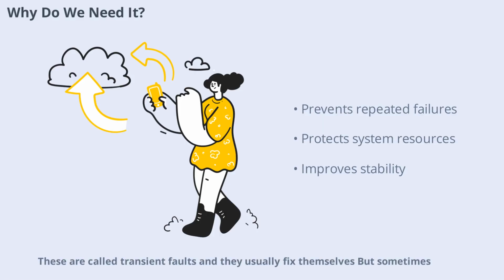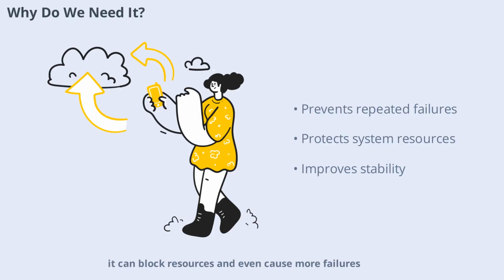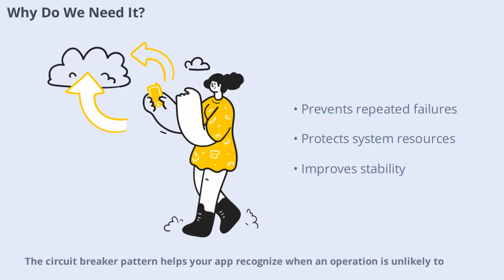But sometimes failures last longer, like a complete service outage. If your app keeps retrying in these situations, it can block resources and even cause more failures. The circuit breaker pattern helps your app recognize when an operation is unlikely to succeed and stops it from trying again until there's a good chance of recovery.